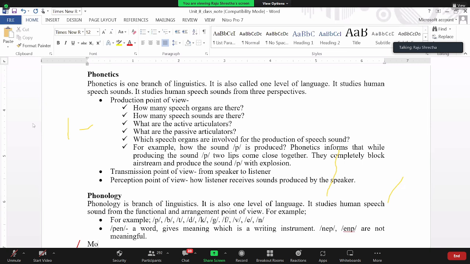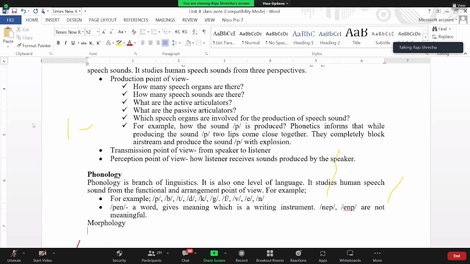phonology. And morphology ले चाहिँ हेर्ने भनेको चाहिँ, so this is one level of language, हैन, level of language, linguistics अथवा भनौँ न morphology.